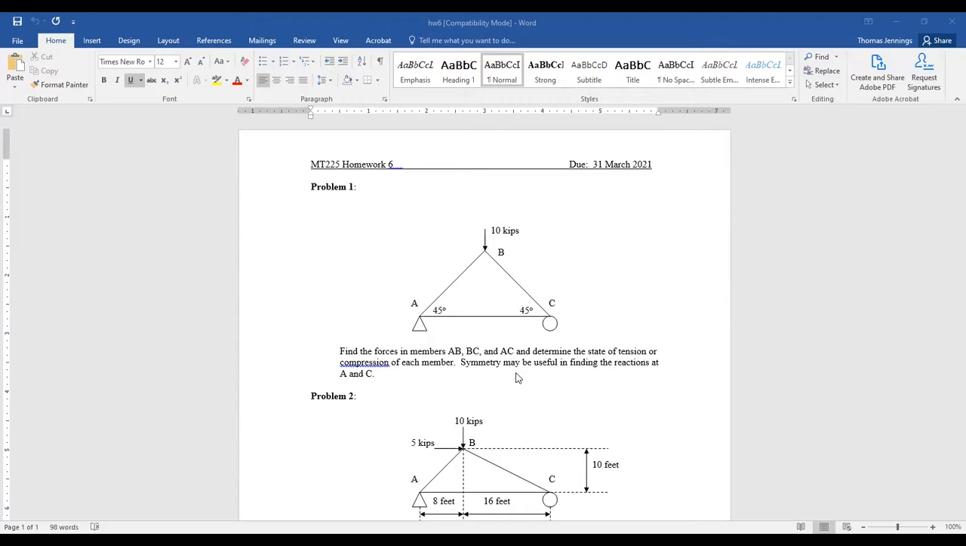But we can say some things about this. We know our first step with method of sections or method of joints is to solve the external problem. So we have to find reaction forces at A and at C, the pin and the roller support. Well, the only tool we have at this point to be able to do that, since we don't have any geometry, is to use symmetry. And it's safe to make that assumption. In fact, that's why I say symmetry may be useful in finding the reactions at A and C, a little bit of a hint there.